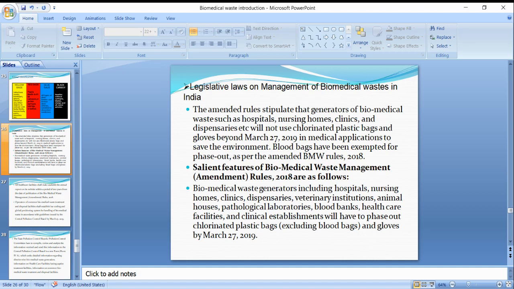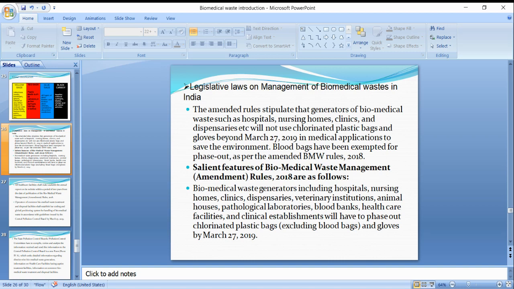Next, we are seeing some of the laws on the management of biomedical waste. What are those laws? The legislative laws on management, the amended rules, stipulated that waste should be controlled. Waste control means some management should be there, and that management should be uniform, so most countries follow the same thing. For that, they have kept some plans and policies for biomedical waste.